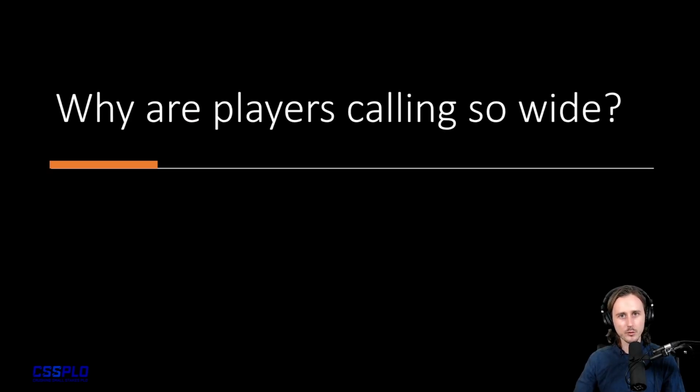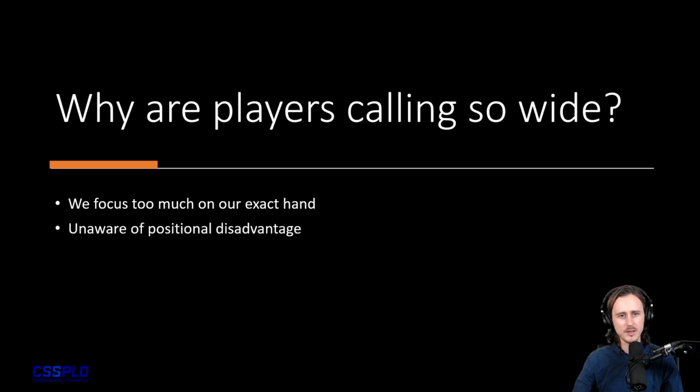Now, why is it that we are cold calling so wide in the small blind? First of all, we focus too much on our exact hand and we don't take a very holistic viewpoint of the situation. Secondly, we're unaware of our positional disadvantage. Obviously, we know we will be out of position throughout the entire hand, but we're not very conscious about it before we make the cold call. We're also unaware of the rake implications.